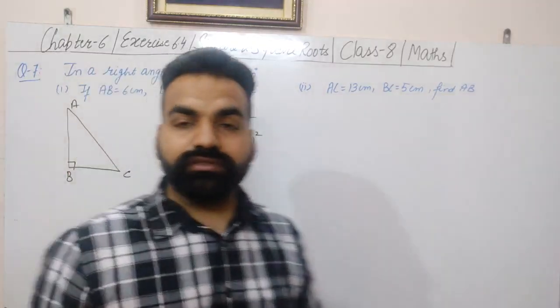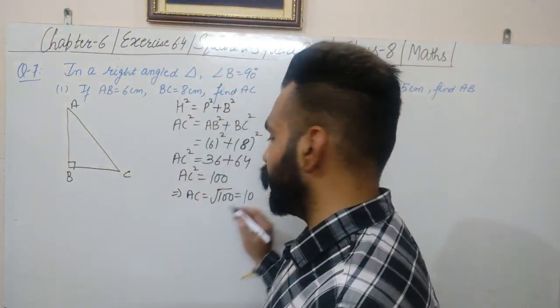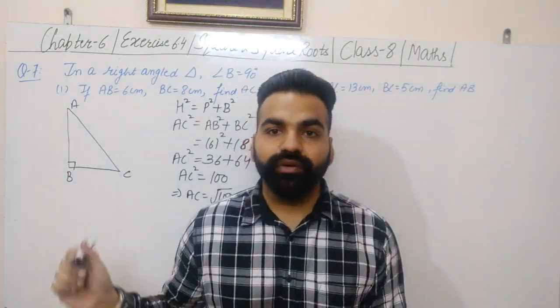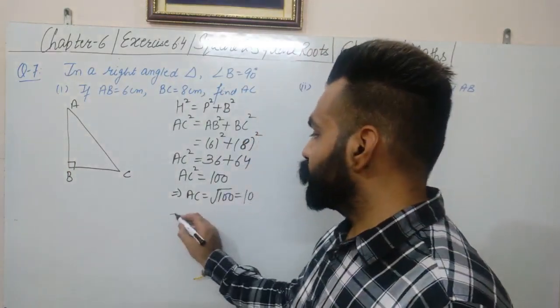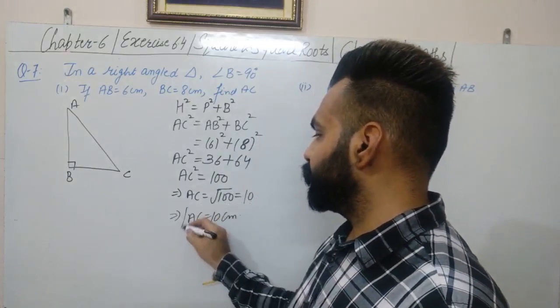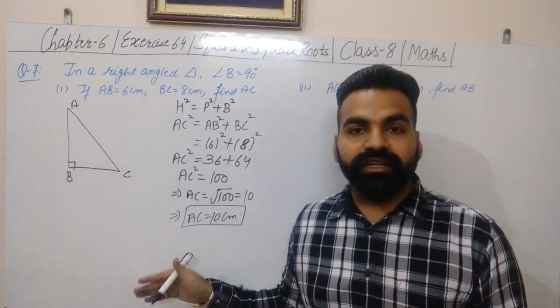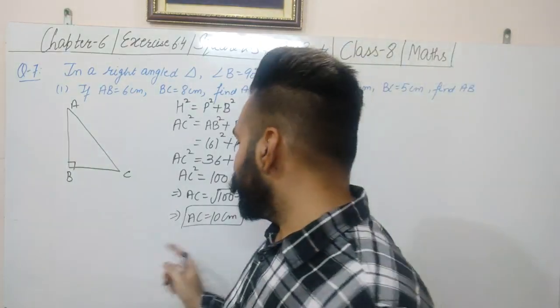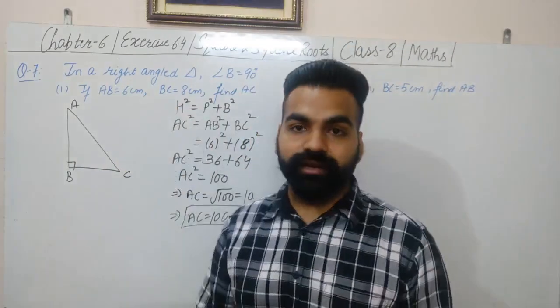And we know that the square root of 100 is equal to 10. And if you don't remember, you can calculate it by prime factorization or division method. So AC is equal to 10. This is the hypotenuse. And we know that hypotenuse is the largest side in a right angle triangle. So we can see that 10 is greater than both 6 and 8.